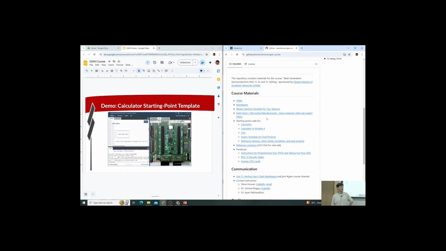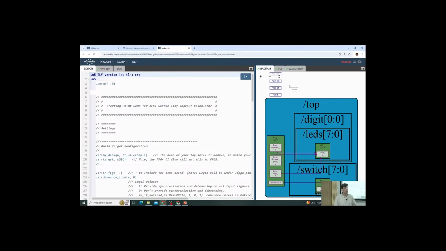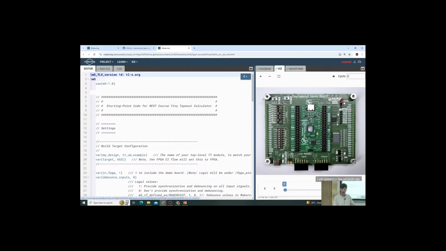Okay, I think we're ready to start up again. So now that you've got your calculator circuit kind of ready to go, we're going to jump into this template, which uses something we call the virtual FPGA lab.